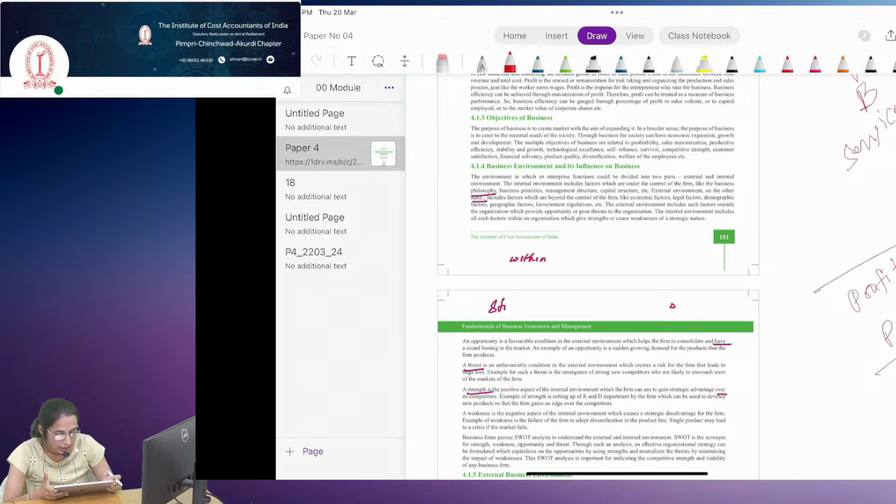The internal environment includes all such factors within an organization which give strengths or cause weakness of a strategic nature. See, these internal factors, if they are good, they will provide strength to the organization, and if they are not that good, it will be a weakness of the organization.